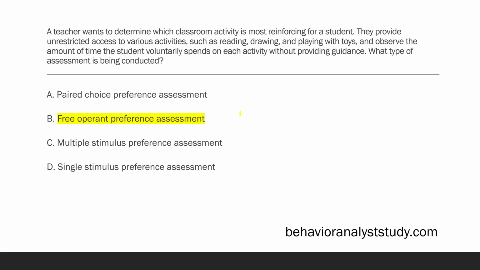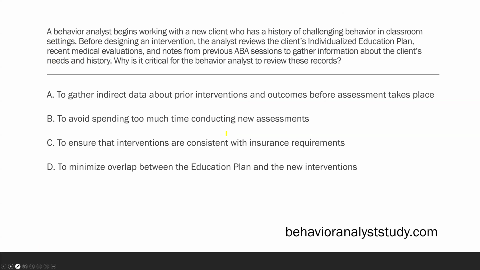And the key here is we've got all these unrestricted activities, plus we're not giving much guidance. A behavior analyst begins working with a new client who has a history of challenging behavior in classroom settings. Before designing an intervention, the analyst reviews the client's individualized education plan, recent medical evaluations, and notes from previous ABA sessions to gather information about the client's needs and history. Why is it critical for the behavior analyst to review these records?